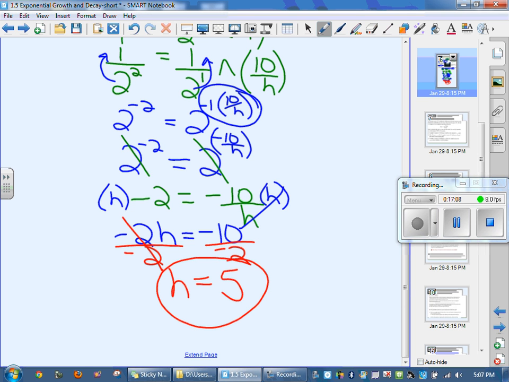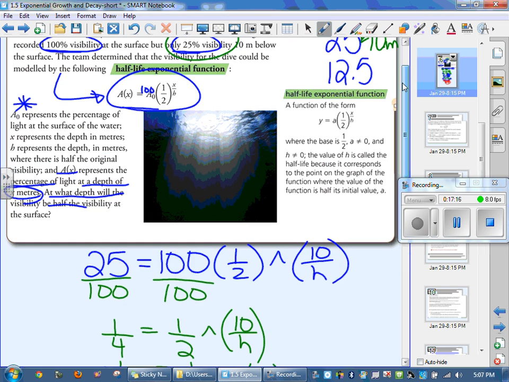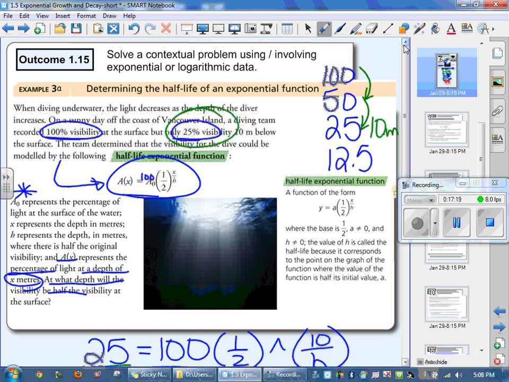Let's go back to our example at the top and see if that works out. So if I take 100 and I'm cutting it in half to 50%, that's going to be at 5 meters. Okay, at 5 meters it's half. Another 5 meters, it's going to be 25, and then 12.5 is going to be another 5 meters. It's going to be 15 meters. Okay? So at 15 meters below, you'll have 12.5% visibility. So every 5 meters you go underneath the water, your visibility is cut in half. That's what that h is telling us.